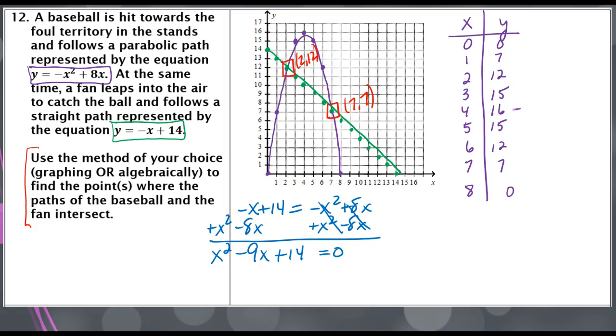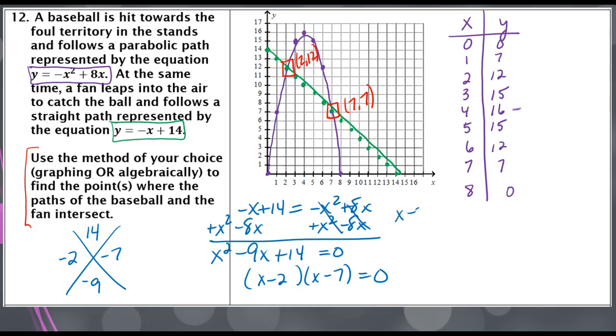So I have a quadratic. I'm going to use an easy diamond to figure out two numbers that multiply to 14 and add to negative 9. Those numbers are negative 2 and negative 7. So this factors into (x minus 2)(x minus 7). Now I'm going to take each of those parentheses and set each one equal to 0. So I'm going to say x minus 2 equals 0 and x minus 7 equals 0. I'm going to add 2 to both sides here, and my first solution for x is 2. And if I add 7 here, my other solution for x is 7.